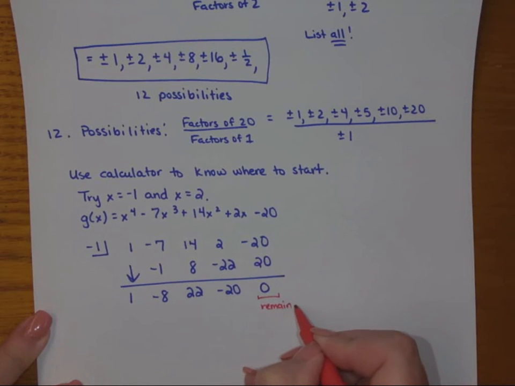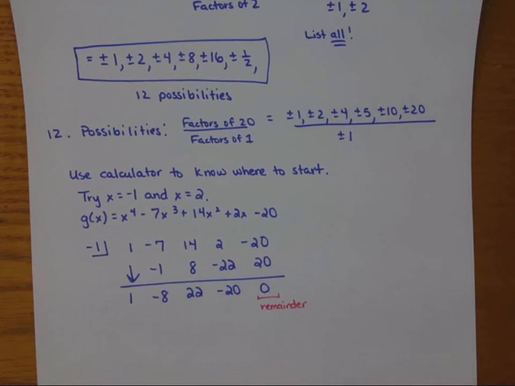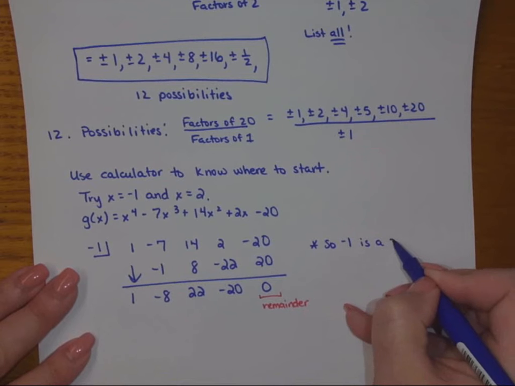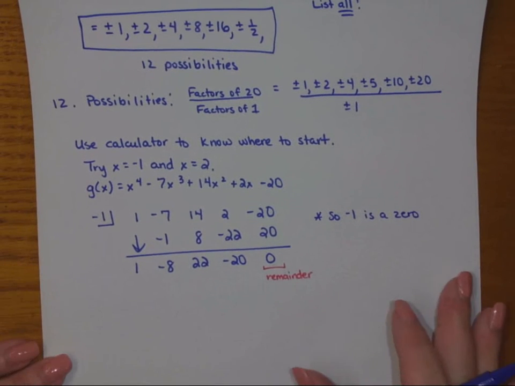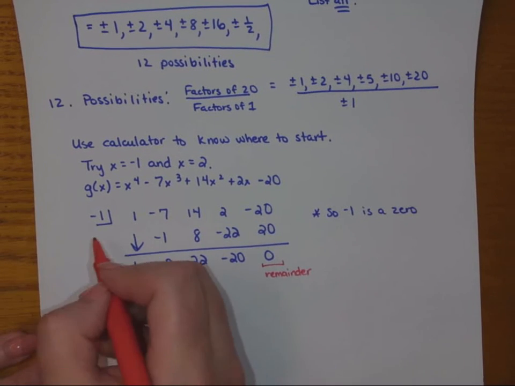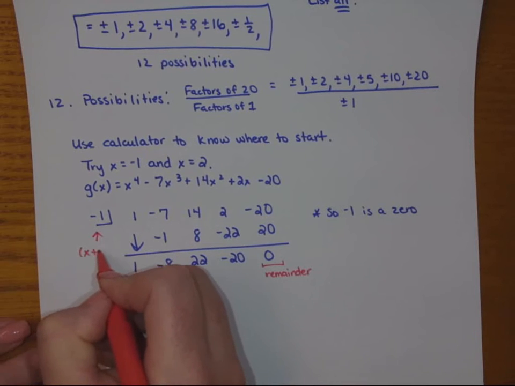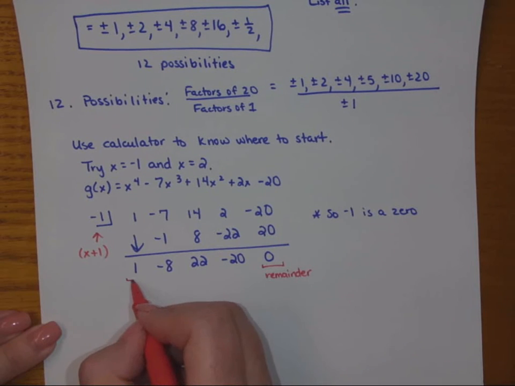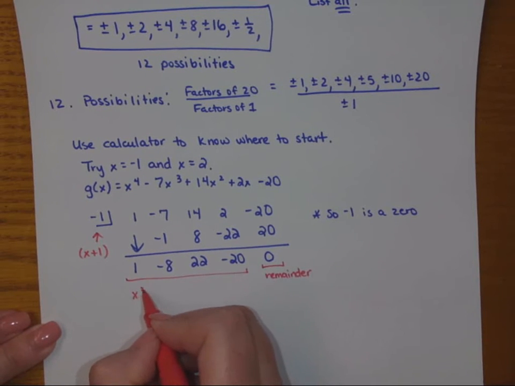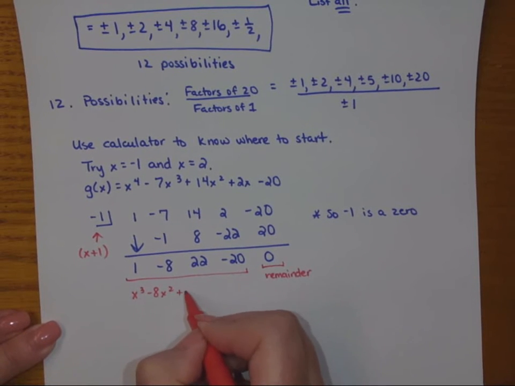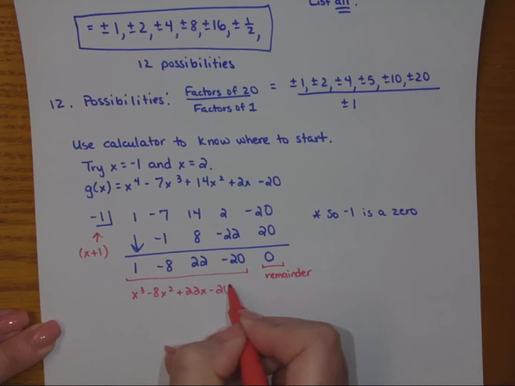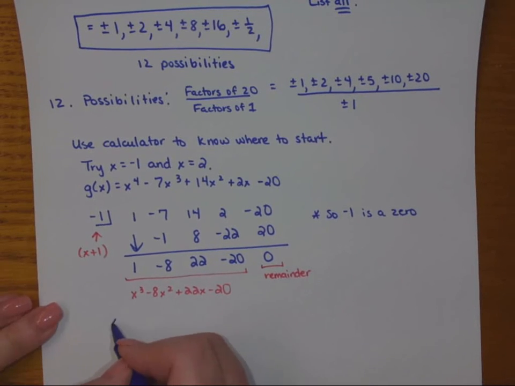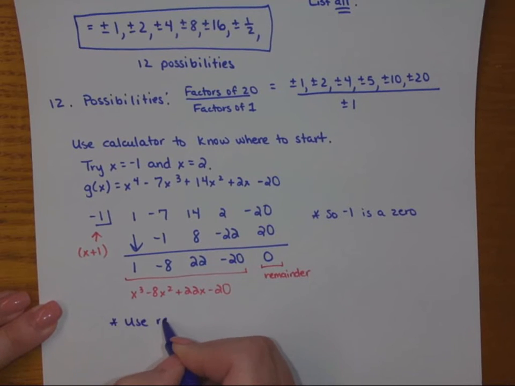When the remainder is 0, it tells us that the original function must have an x-intercept. So -1 is a 0. We are also going to be factoring this, so make sure that you know that this is actually x plus 1. And so what we end up getting here, let's go ahead and write it, is x cubed minus 8x squared plus 22x minus 20. So I found one 0, right? But I've still got another one to try. And remember what we do, we always use the reduced list.